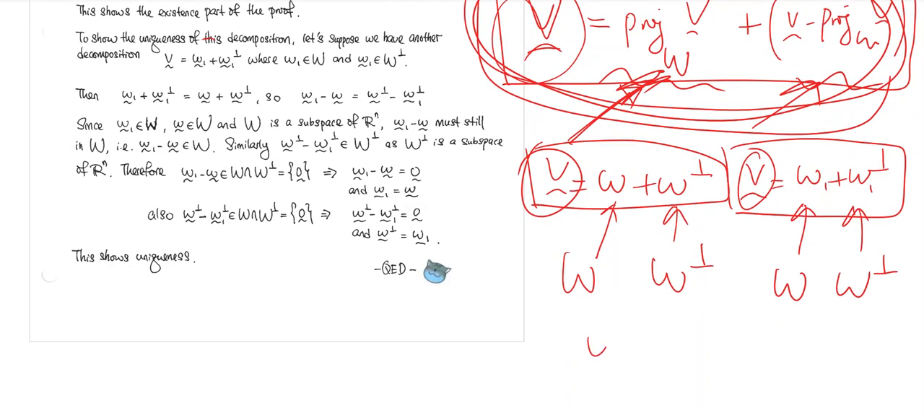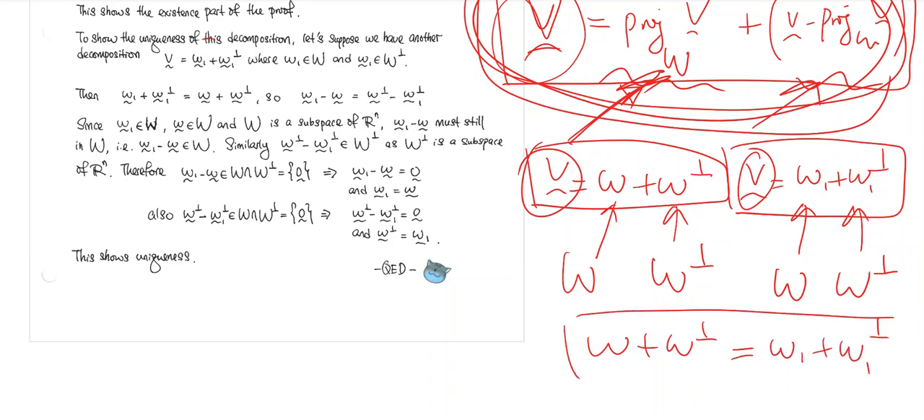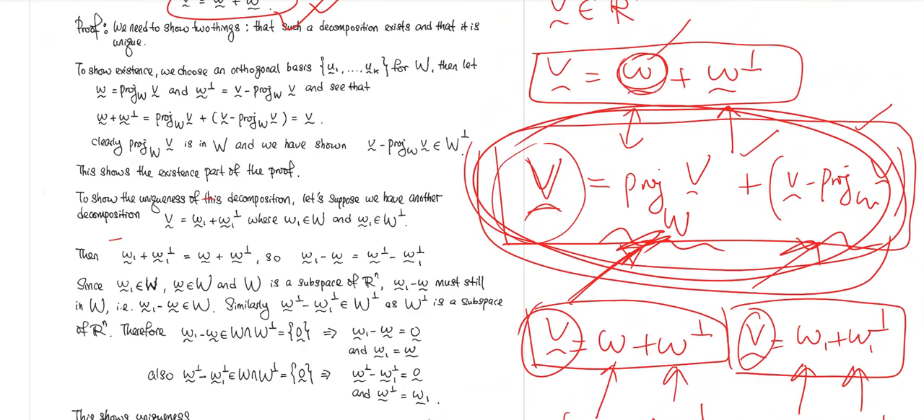Now W plus W perp will be equal to W1 plus W1 perp, because these are both V, so they are equal. So suppose you have two different ways of writing it, then W1 plus W1 perp and W plus W perp will be equal to each other. Now let's do a very quick algebra. Move this W to here and move this W1 perp to here. So you have W1 minus W, and then you have W perp minus W1 perp. That is just simple algebra.